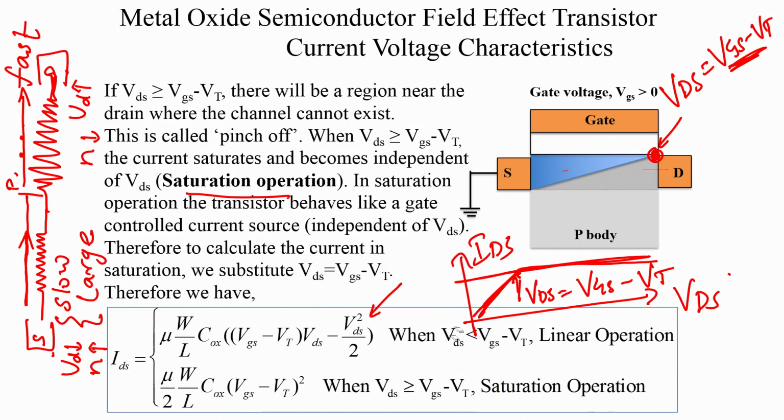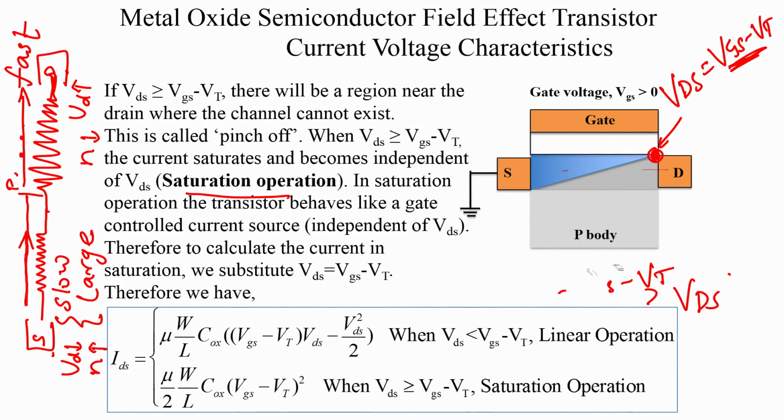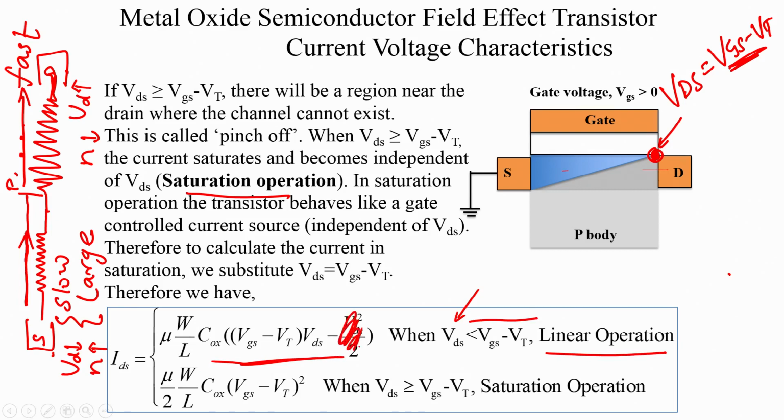Okay. So, therefore, we can now write the current voltage characteristics of the MOSFET for two conditions: when VDS is less than VGS minus VT, which is the linear operation. Even though this equation is non-linear, it is linear when VDS is very small, because you can ignore this term. And when VDS is greater than or equal to VGS minus VT, we have saturation operation, and this becomes the current voltage characteristics. You see that this current does not depend on VDS, it is independent of VDS.